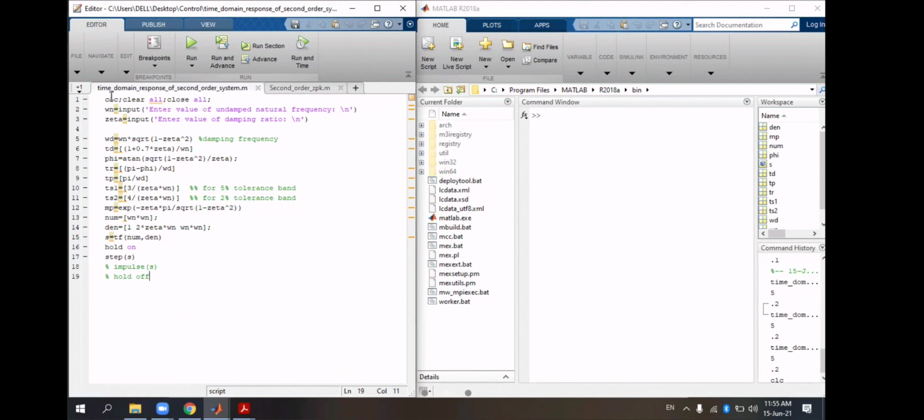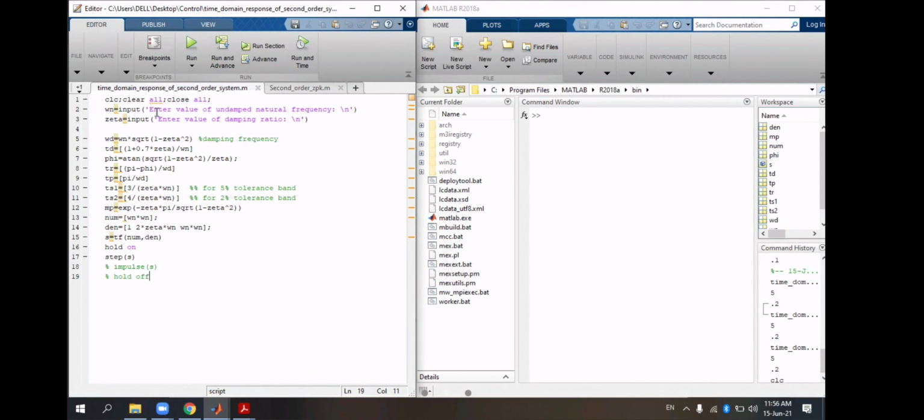Now first I have written clc, clear all and close all. What does it mean? CLC we use for clearing command window, and because of the clear all instruction the workspace will be cleared. And this close all instruction is used to close the graphs that were opened previously. So we have learned the meaning of these three commands.